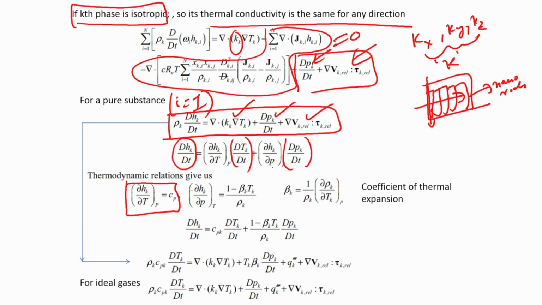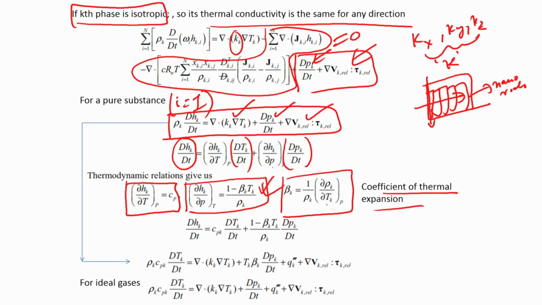Okay. Similarly, the change in enthalpy with pressure at a constant temperature is given by this expression, where this beta k is nothing but the coefficient of thermal expansion, which is nothing but the change in density of the kth phase with respect to temperature at constant pressure. So, that is beta, the coefficient of thermal expansion, correct.